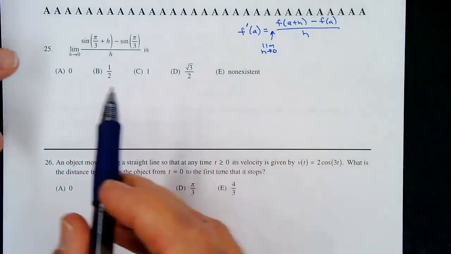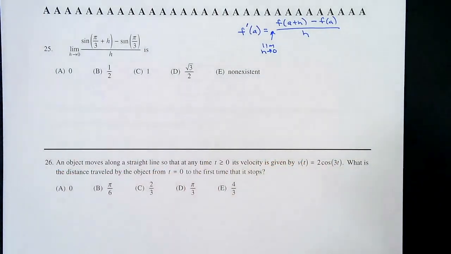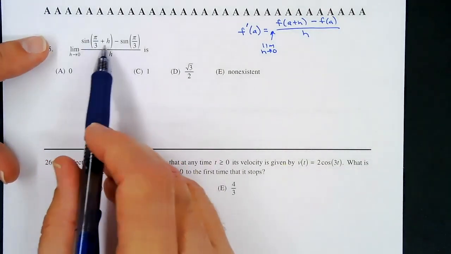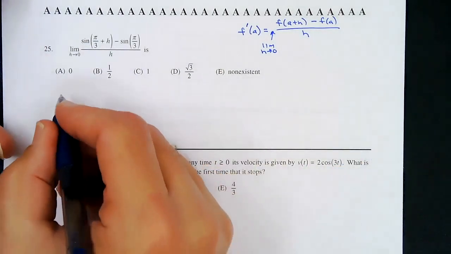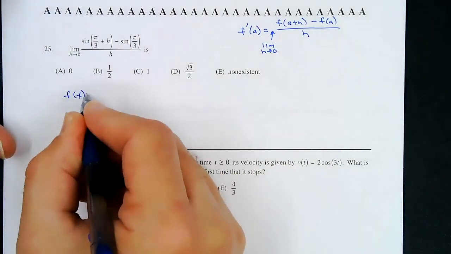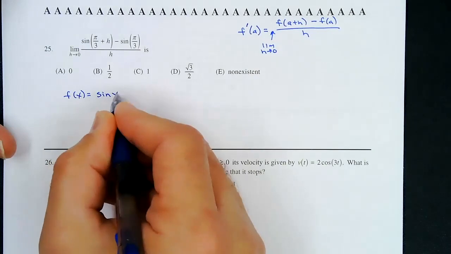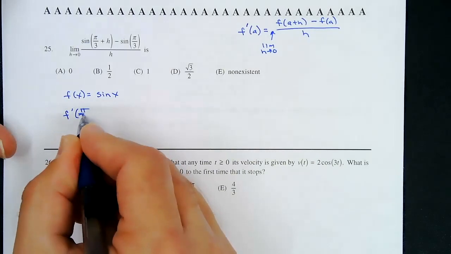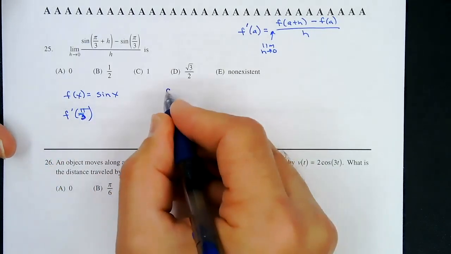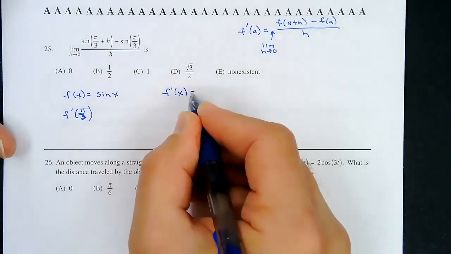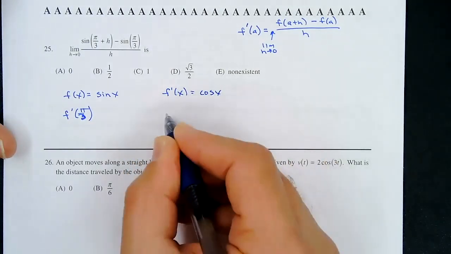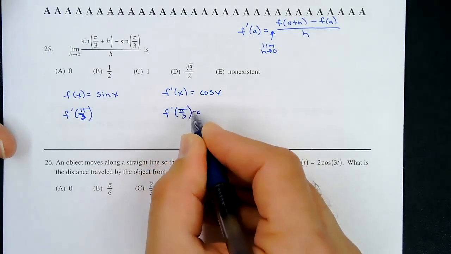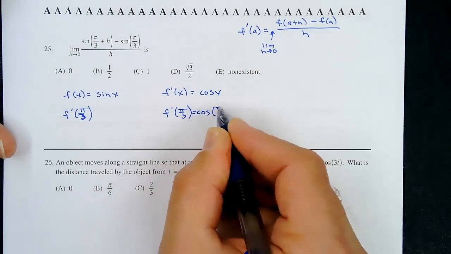Okay, so what you have to do is look at this and go, okay, my a is pi over 3, right? And so what's the function? Well, if you look here, the function is the sine function. So we have f of x is equal to sine of x, and we want to find f prime of pi over 3. That's what this question is asking. As simple as that. So what is f prime of x? Well, the derivative of sine x is cosine x. So what's f prime at pi over 3? That would be equal to cosine of pi over 3.